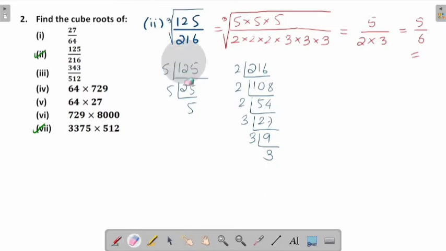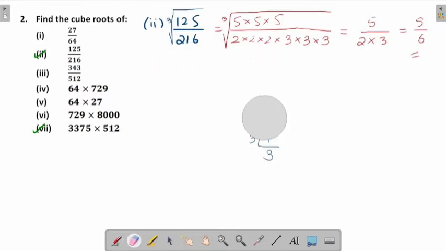So let me show you the answer for number 2. See here carefully, number 7. In number 7 you have 2 numbers, one is 3375 and another number is 512. First let's factorize 3375.